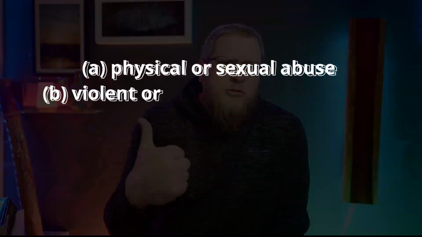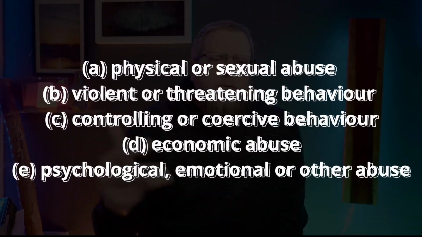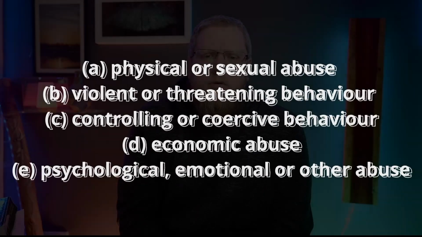So effectively, you've got these five overall areas, and there's also so-called honour-based domestic abuse as well, which it talks about further down in the chapter. But effectively, the behaviour is considered to be abusive if it consists of physical or sexual abuse, violent or threatening behaviour, controlling or coercive behaviour, economic abuse, or psychological, emotional, or other abuse. Some of those are quite complicated, but they are well defined.